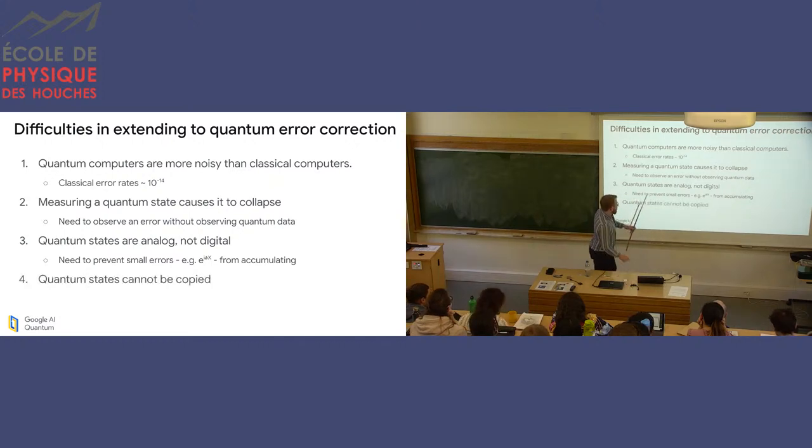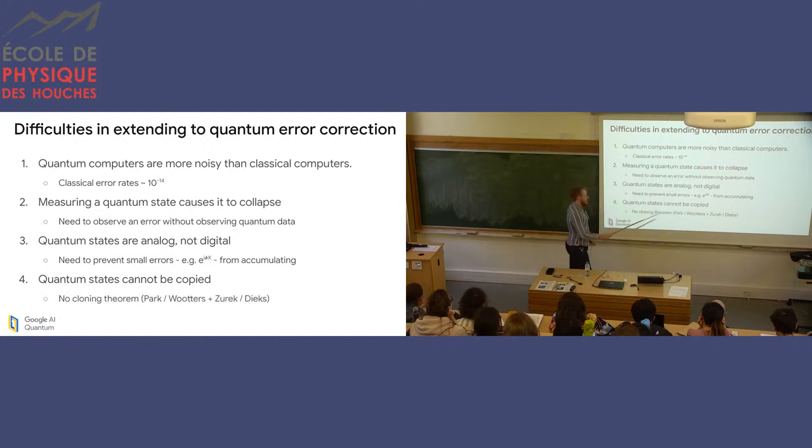And fourthly, quantum states cannot be copied. This is the no-cloning theorem by Park and Wootters back in '73, or Zurek and Dieks. One of them did it earlier than the other, but we attribute this to all of them. And this means that previously just simply copying a quantum state multiple times and executing pieces of the calculation on them and then checking them against each other, this is completely impossible.